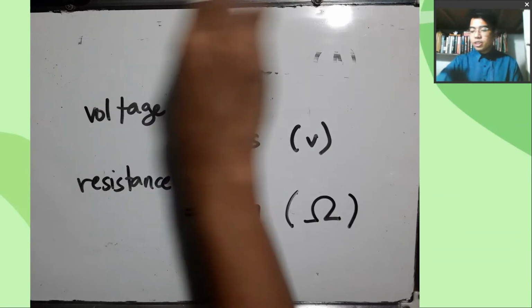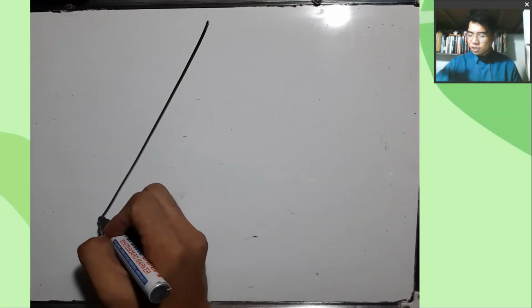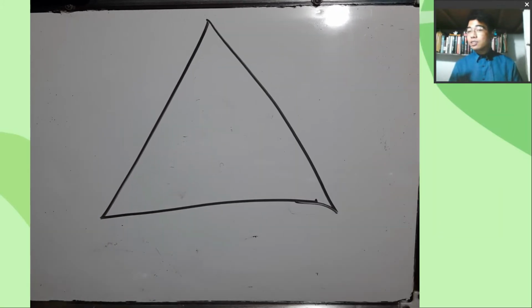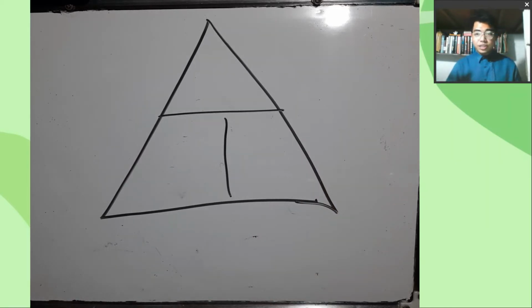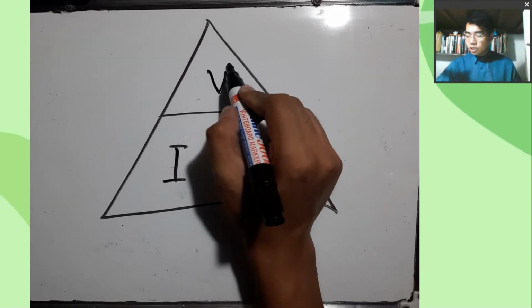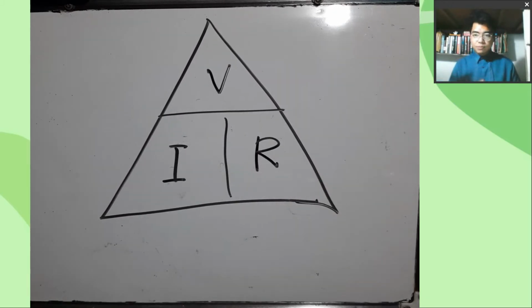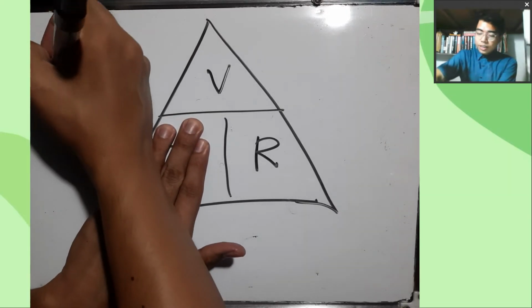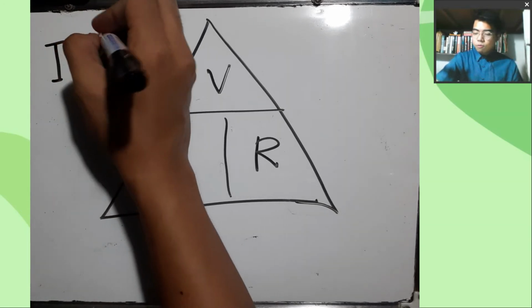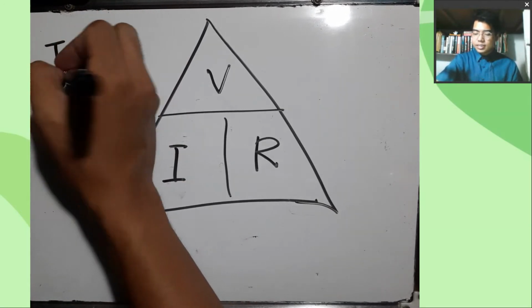Since we are talking about the relationship between current, voltage, and resistance, let's utilize once again the triangulation of formula that I already introduced to every single one of you. In the triangulation of formula, we can determine that current is equivalent to voltage over resistance. If we want to know the current, it will be equivalent to voltage over resistance.